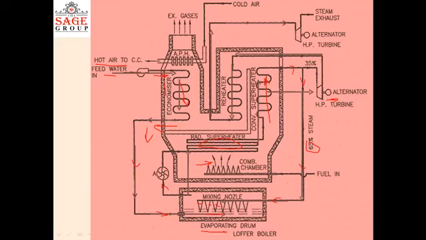Then this 35% steam, which has already passed through the HP turbine, after producing the work, its pressure and temperature will be reduced. Then this steam will follow this passage and will again go to the reheater. So this is the reheater. Here the steam will be reheated again in this portion of the boiler, and after getting reheated, it will go again to the turbine section. After working in this turbine section, the steam will be exhausted.